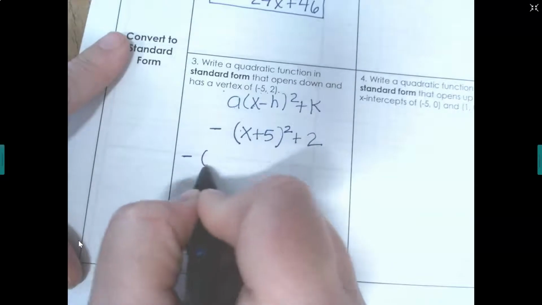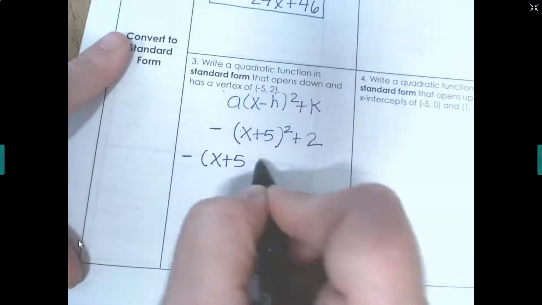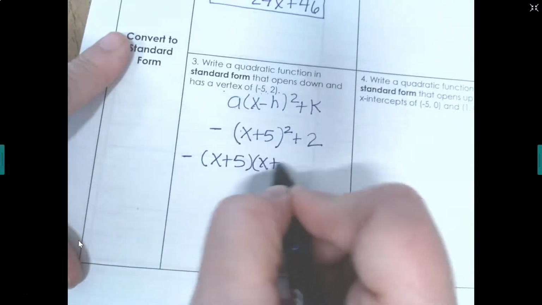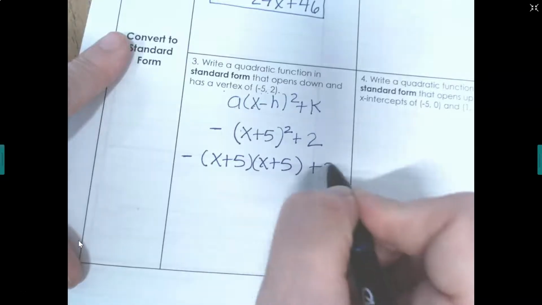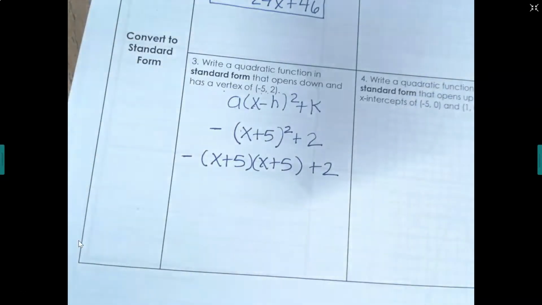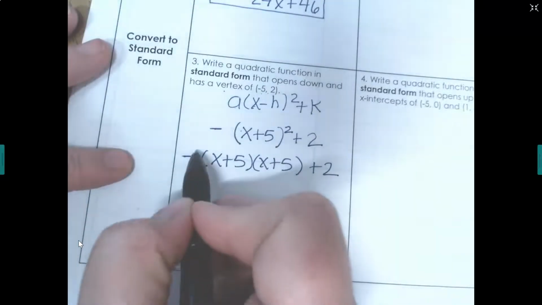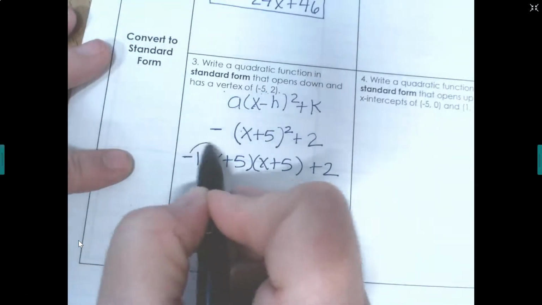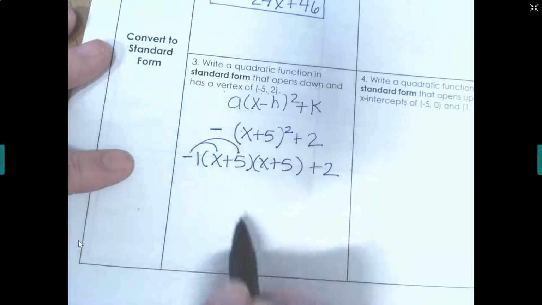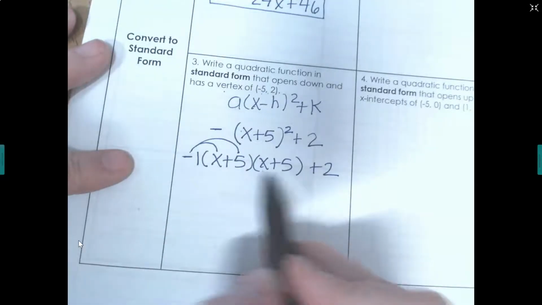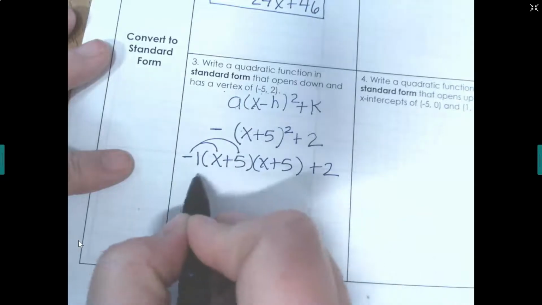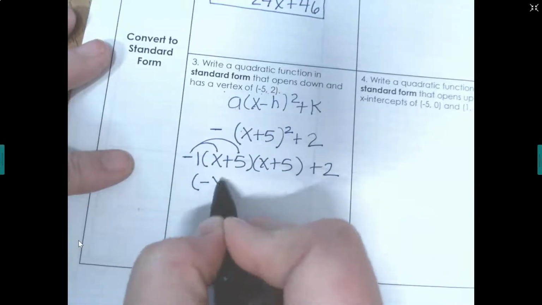So we have negative, and then we're going to say x plus 5 times x plus 5 plus 2. There's a couple different ways that we can attack this. We can use it the same way. We can distribute. Remember, that's really a -1. So we can send this through to this parenthesis. Now remember, this entire parenthesis is still multiplying to the next parenthesis. So we'll want to keep it in a parenthesis so we can multiply.